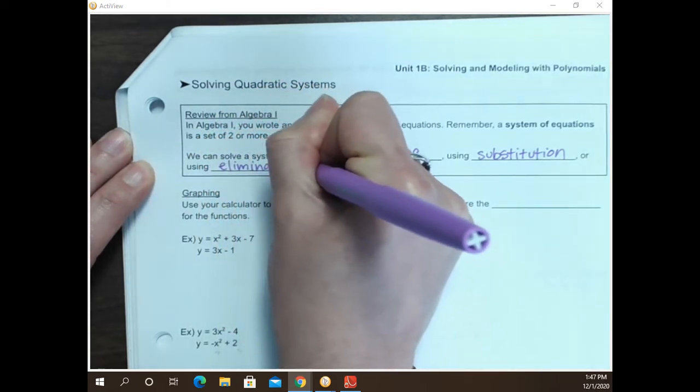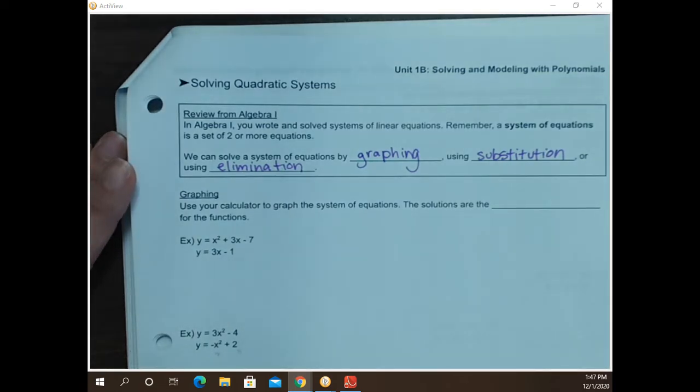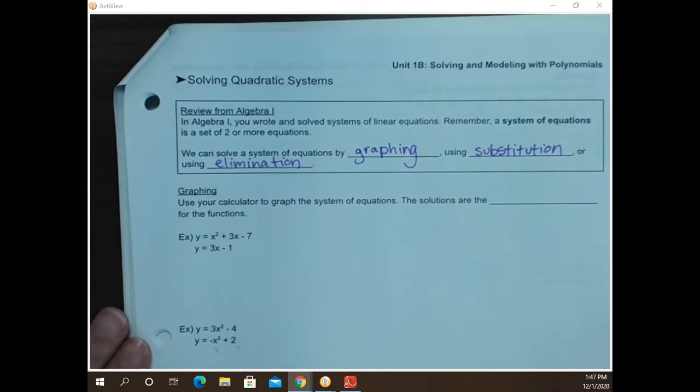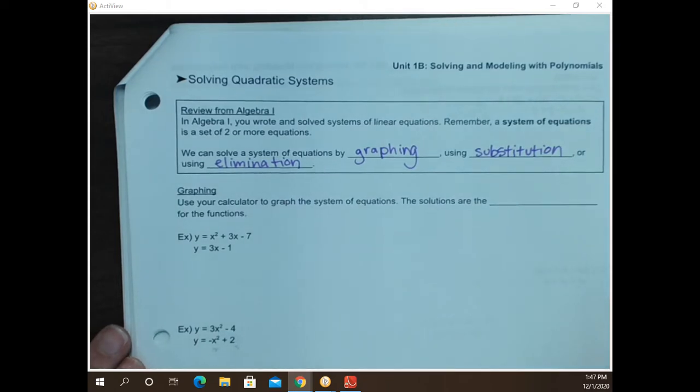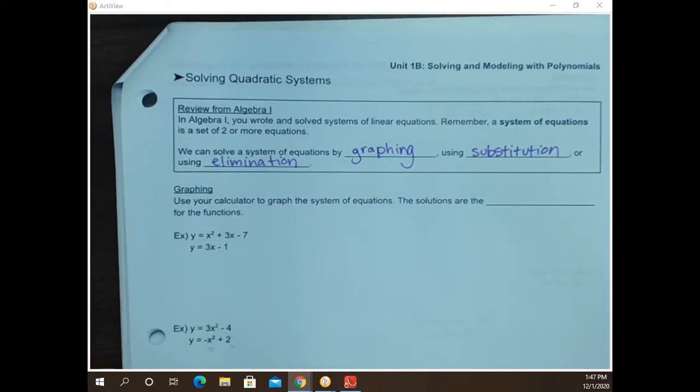Those same strategies from Algebra 1 we're going to use here in Algebra 2 to be able to solve different types of systems of equations. So we're going to start with graphing. You're going to need your graphing calculators for this. For our graphing strategy, notice that we've got y equals on each of these, so I won't have to change that input feature on my calculator.